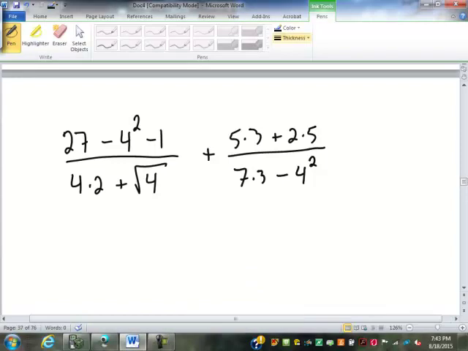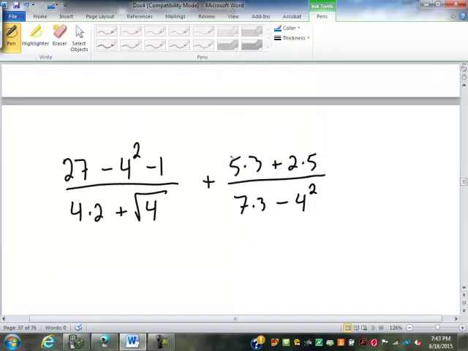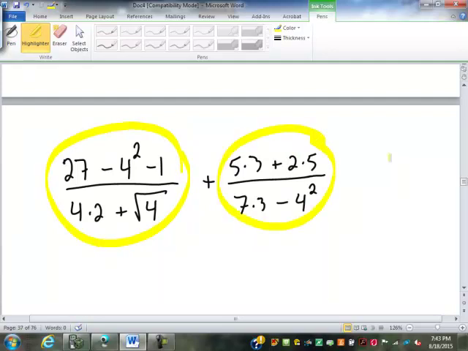Let's take a look. I realize you might not be quite done yet, but let's see how you did. Let's see how close you're getting. So on this one, there's actually two separate problems combined. We have this one first, then this one, and then we're going to combine them. Because remember, this means division and this means division, so you have to do the division before you can add.